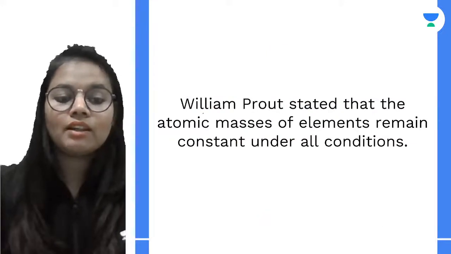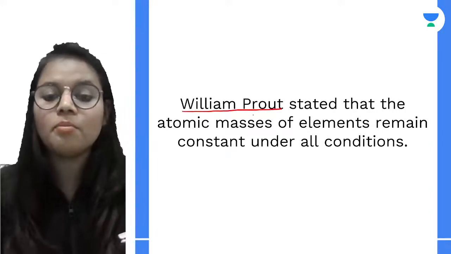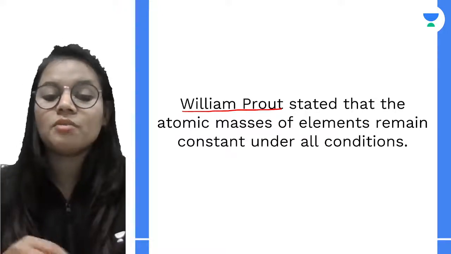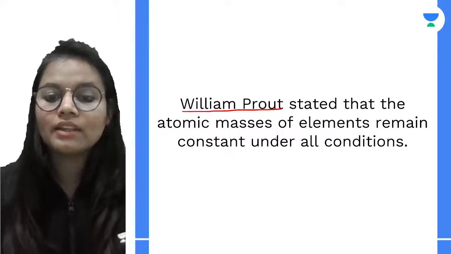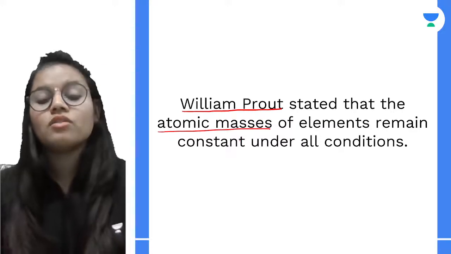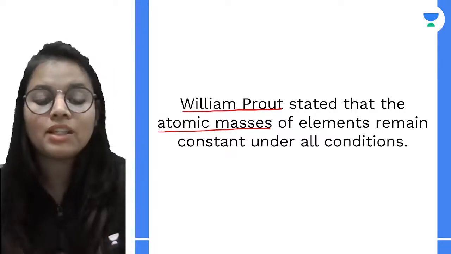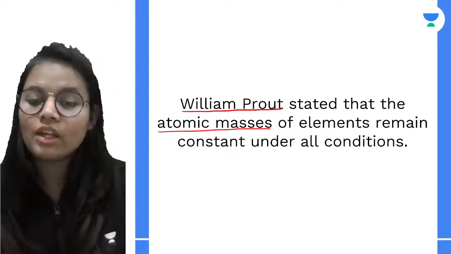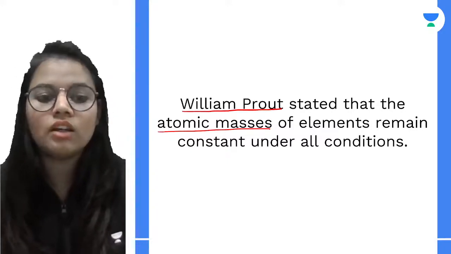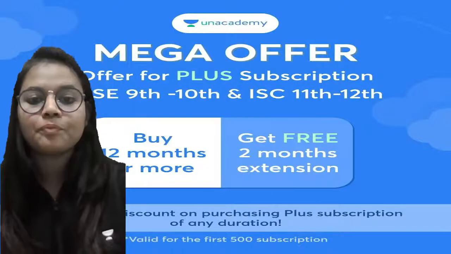Now, after that, there was one scientist who gave a very important statement, William Prout. William Prout stated that there is one property of elements which remains constant in all conditions, and that property is atomic mass. This statement really proved to be helpful, because after it many scientists gave their own theories of the periodic table, of arranging the elements into a table form, or in a particular arrangement.